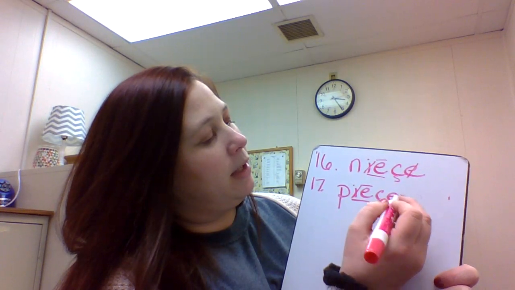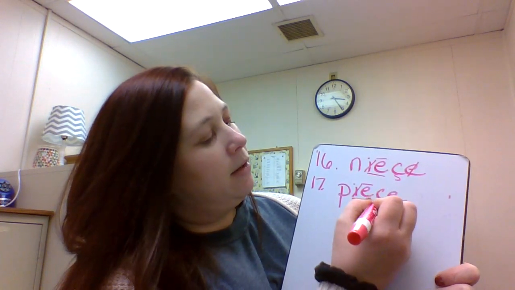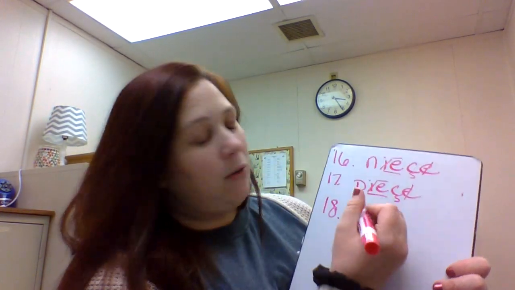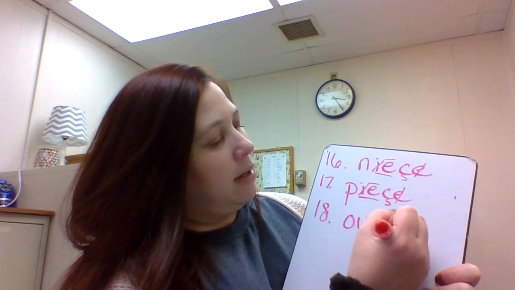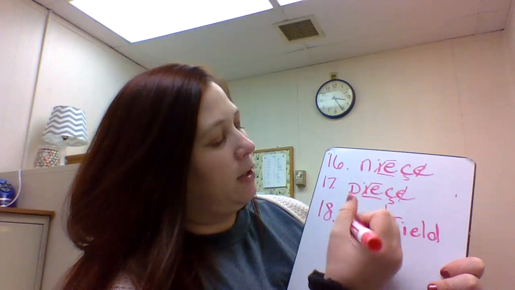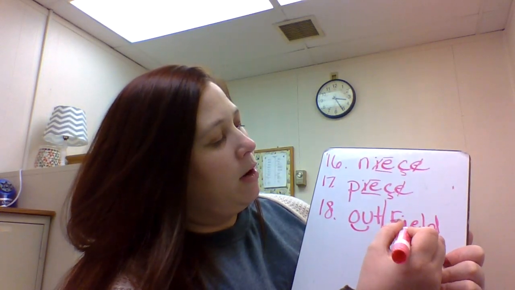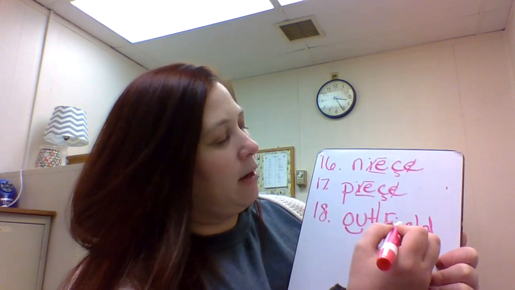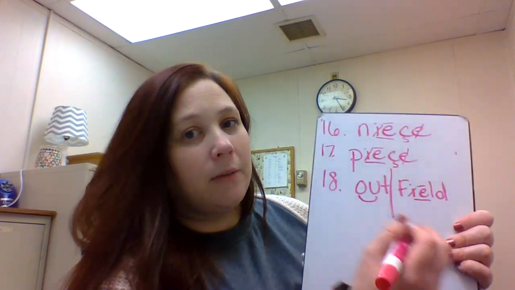Number 17, peace. Again, IE, but it's making the E sound, so we'll mark off the I, put a macron on the E, and again we have the CE, soft C, and our E gets marked off. Number 18 is outfield. Outfield is a compound word, so we will draw a line between out and field. Here we have our OU diphthong, our IE digraph, and it makes the E sound. Mark off the I, the E gets a macron.